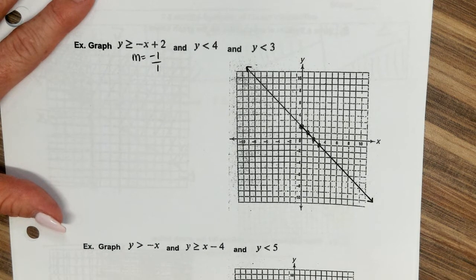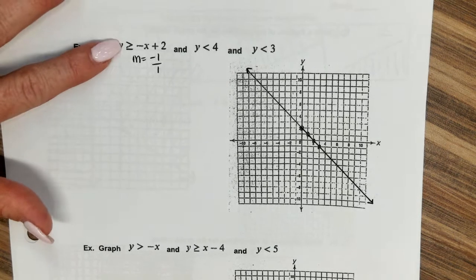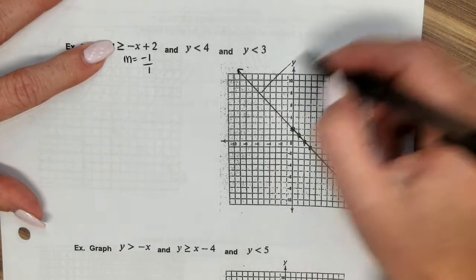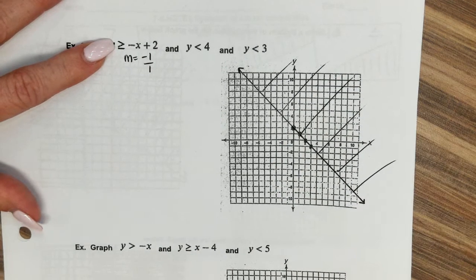And which way would I shade? It's greater than or equal to. Which way would I shade? Up. Don't overshade, just enough to show where it should be going.